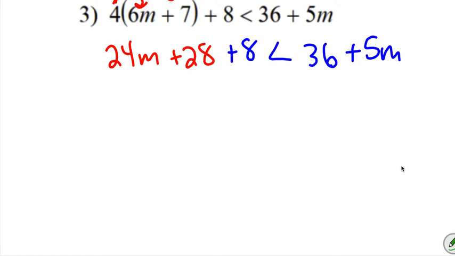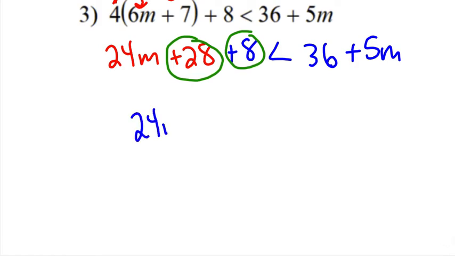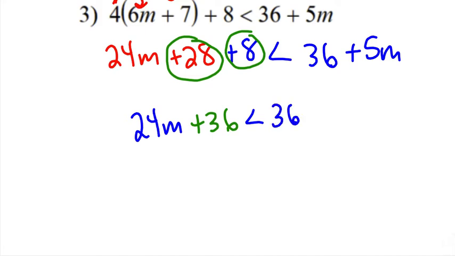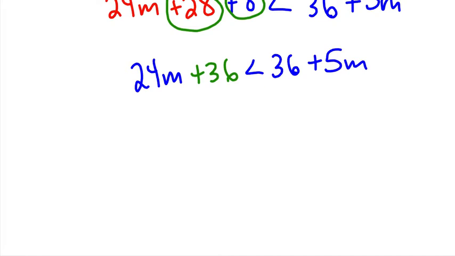Next, combine like terms. So on my left-hand side, I have 24m, and 28 plus 8 gives me 36. So there's combining my like terms to get the 36. Is less than my right-hand side, 36 plus 5m. Again, I cannot do anything with that yet.